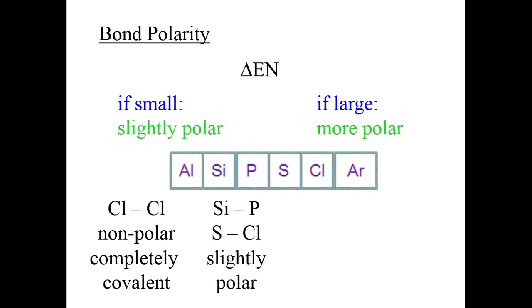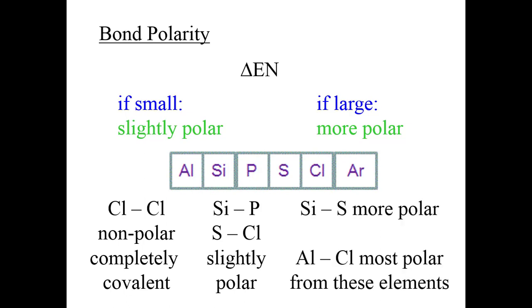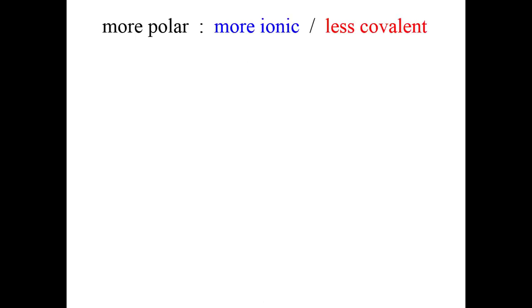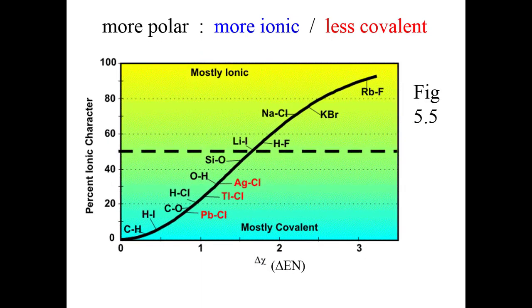Elements next to one another have similar but not equal electronegativities, so we would expect the Si-P bond and the S-Cl bond to be slightly polar. Si-S would be more polar, and Al-Cl would be the most polar bond that could be formed from these elements. As bonds get more polar, the electrons are less equally shared, so they get more like ionic bonds and less like purely covalent bonds. Here is figure 5.5 from the textbook.